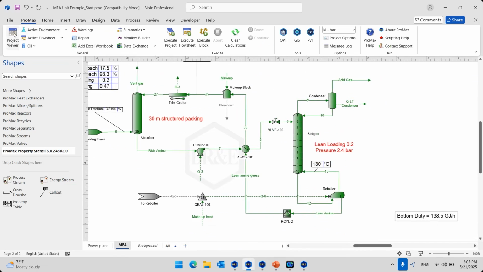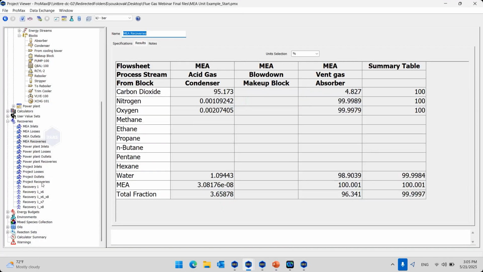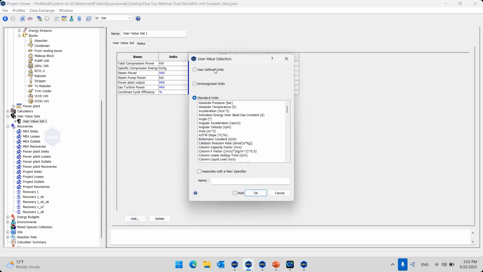But I can have ProMax calculate it for me. And that will be if I go to Project Viewer, and I will create a user value. So user value is something I can create on my own, a variable which is not inherently in ProMax, but I can just create it. So I'll do one, which will have units gigajoule per ton. I will call it specific reboiler duty, and I'll click OK.